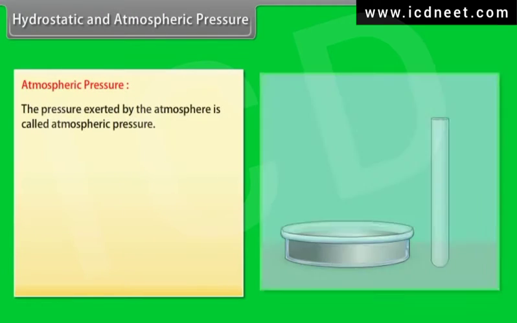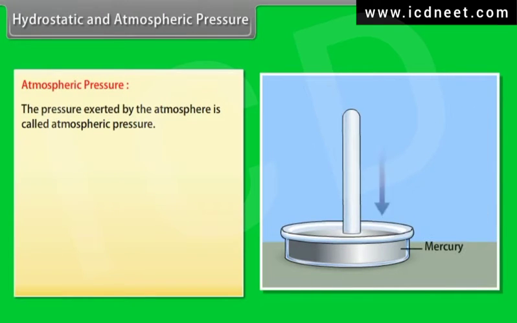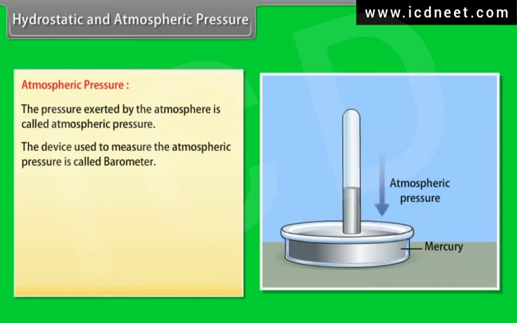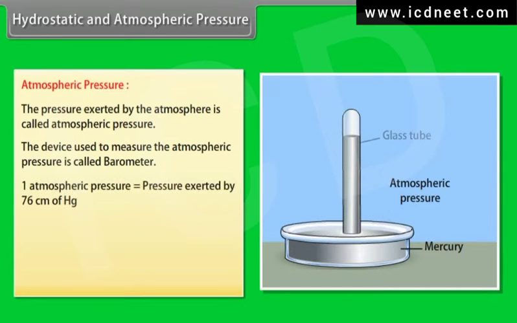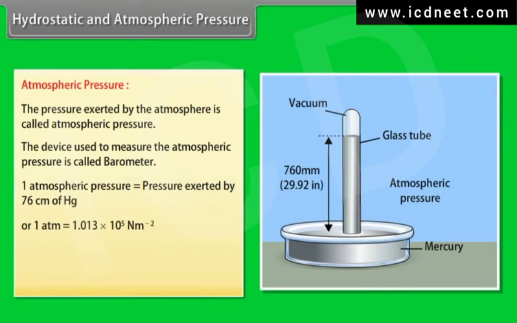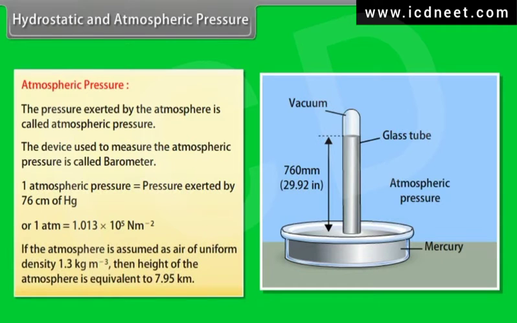Atmospheric pressure. The pressure exerted by the atmosphere is called atmospheric pressure. The device used to measure atmospheric pressure is called a barometer. One atmospheric pressure is equal to the pressure exerted by 76 centimeters of mercury, or 1 atm = 1.013 × 10^5 newton per meter squared. If the atmosphere is assumed to be air of uniform density 1.3 kilogram per meter cubed, then the height of the atmosphere is equivalent to 7.95 kilometers.